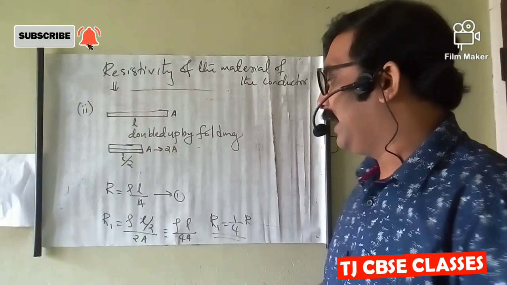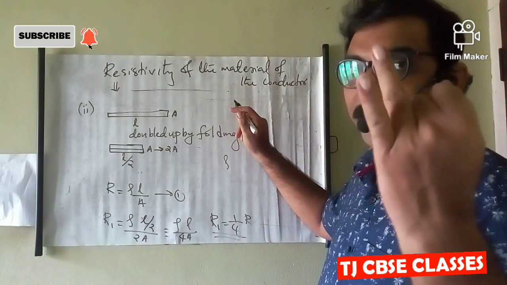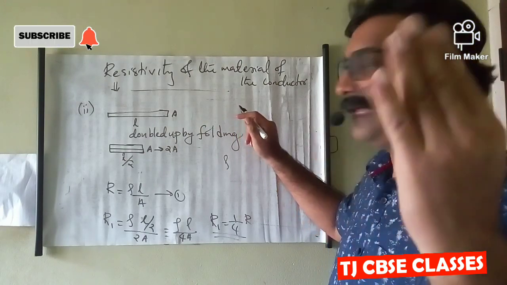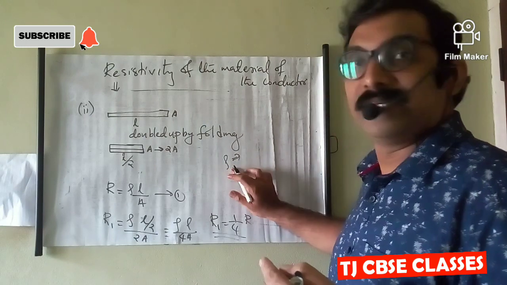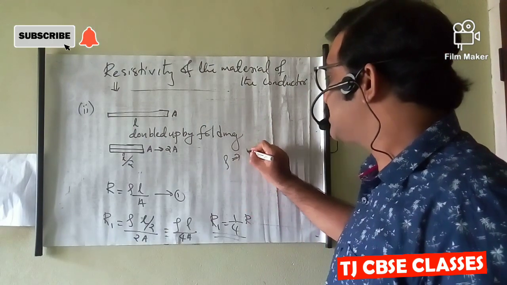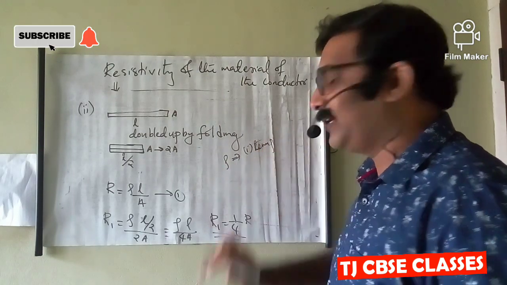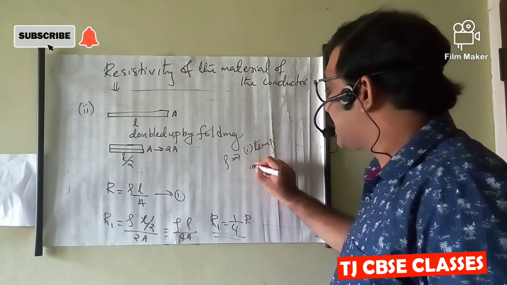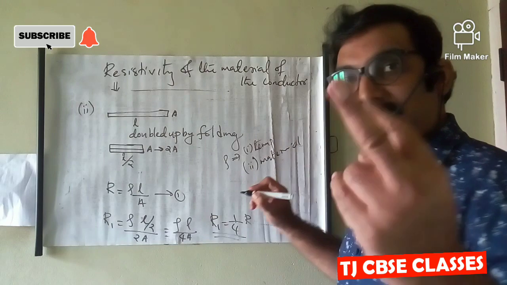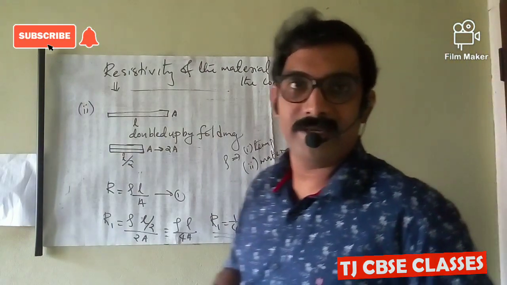The factors affecting resistance are MALT: material, area of cross section, length and temperature. But in the case of resistivity, the affecting factors are only two. The first one is temperature: when temperature increases, resistivity also increases. The second one is material: if you take two different materials, resistivity is also different. Okay, thank you.